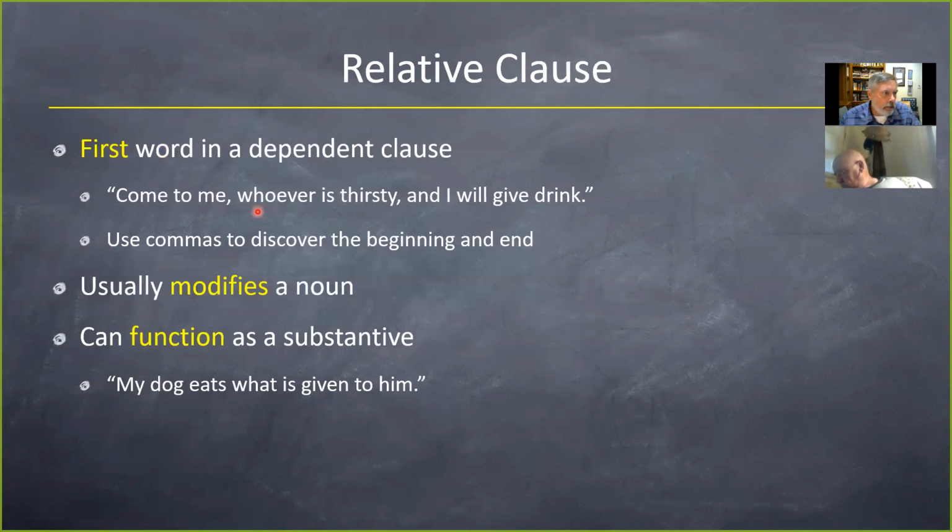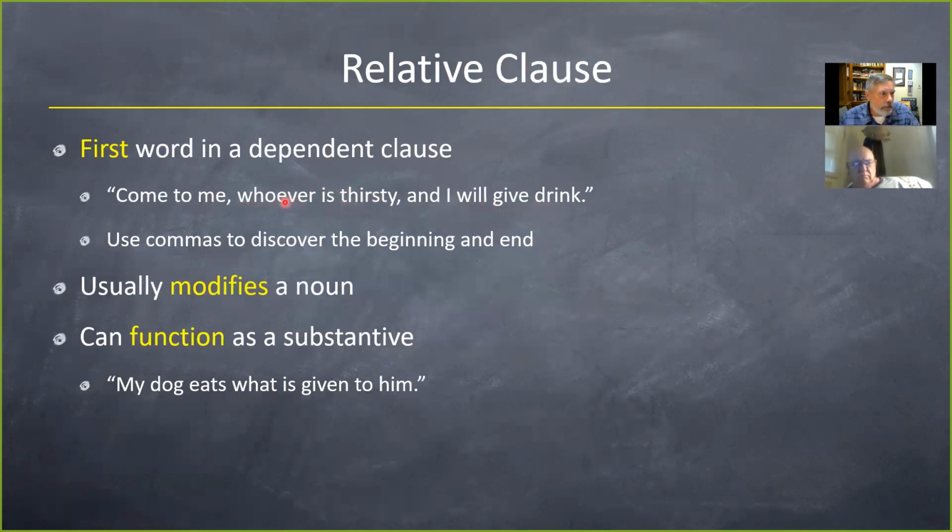Here's the point. It's not truly a relative pronoun, but it functions as a relative pronoun. Who is the pronoun. Whoever makes it an indefinite pronoun. So whoever is thirsty, there's my clause right there. And I will give a drink. Well, the sentence is come to me and I will give a drink.